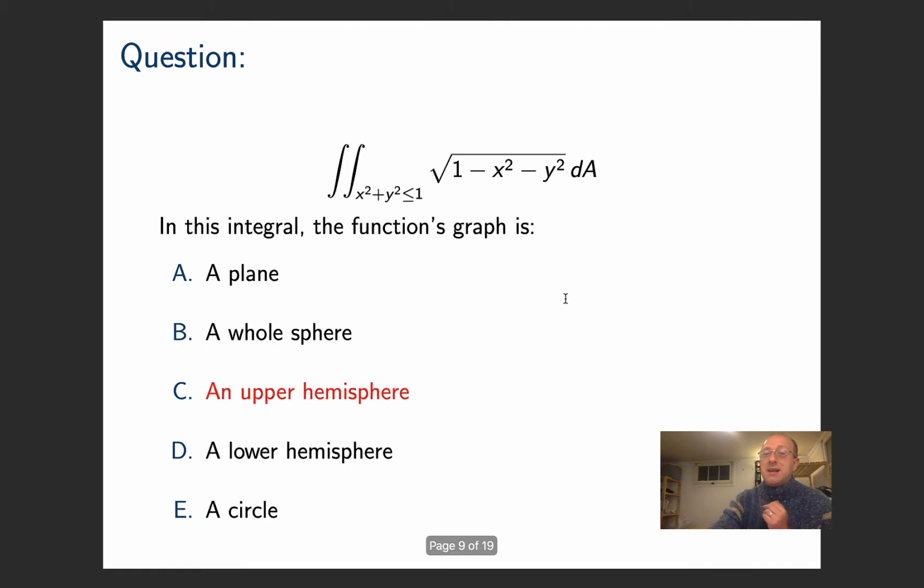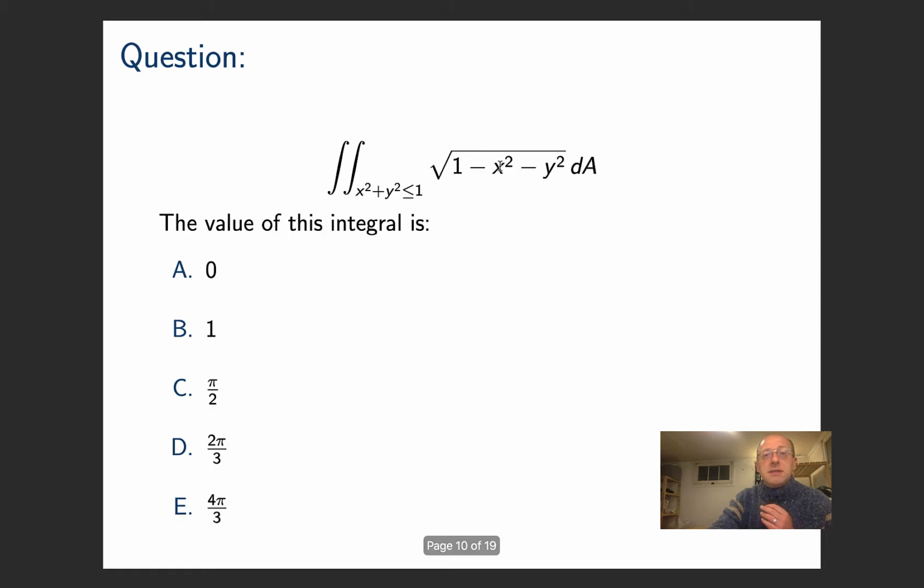The answer is an upper hemisphere. If we solved for z, if we squared to get rid of that square root, we would have z squared equals 1 minus x squared minus y squared. And if we added the x squared and y squared onto the other side, we would have x squared plus y squared plus z squared equals 1. The equation of a sphere. So this corresponds to a sphere, but z is just the positive square root. It's only the upper hemisphere. Now, the third and final question in this chain, what is the value of this integral?